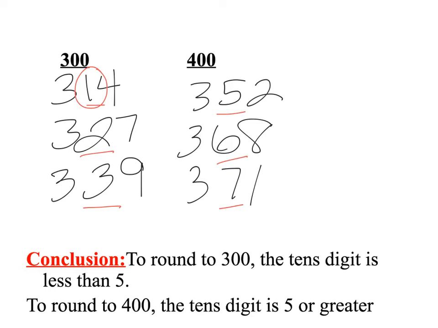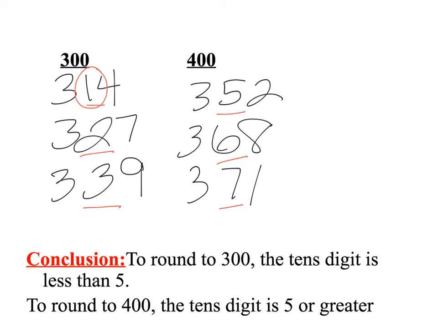So a conclusion would be to round to 300s, the tens digit is less than 5. To round to 400, the tens digit is 5 or greater. So to figure out which number goes in each column, you have to look at the tens place.